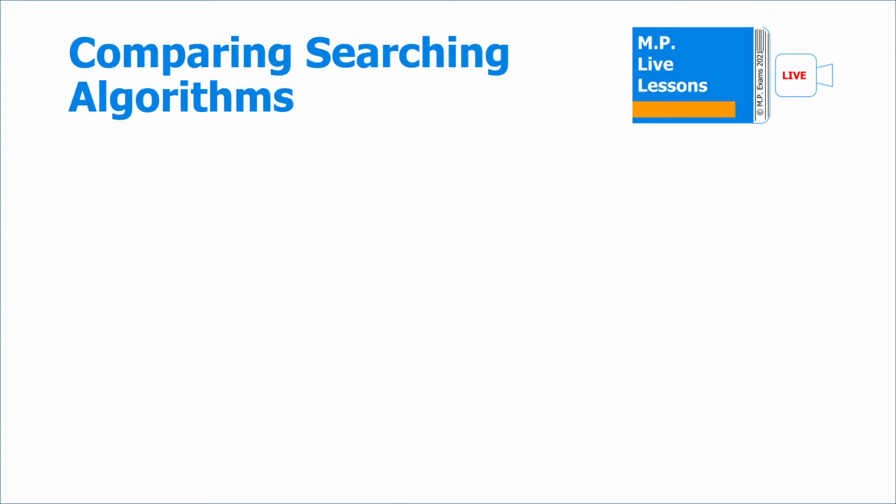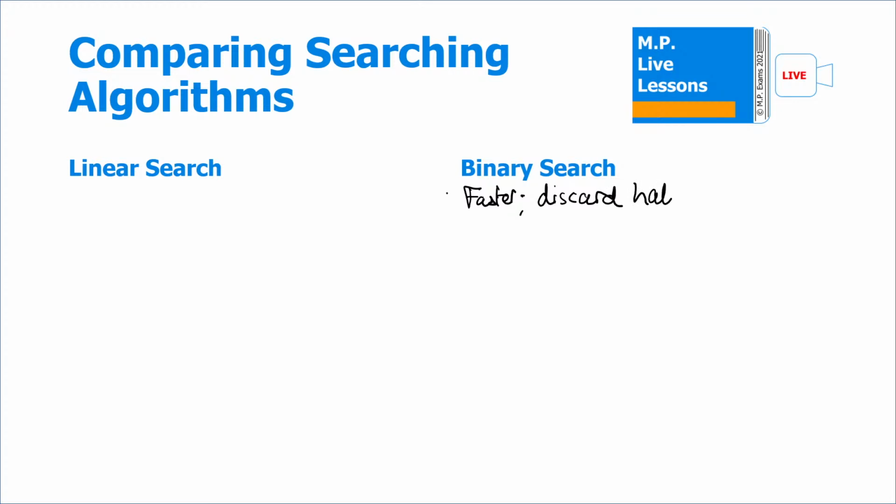Now if we compare the two algorithms, we can see that binary search is much faster. This is because we discard halves of the array. While linear search is slower, especially on the longer lists.